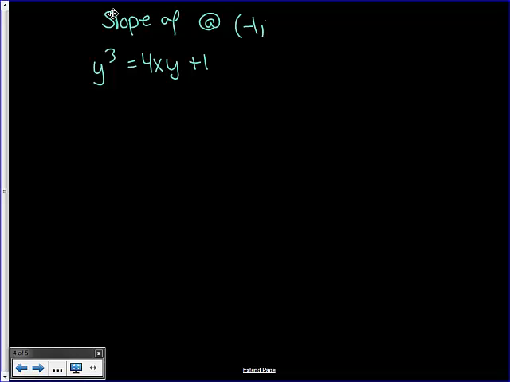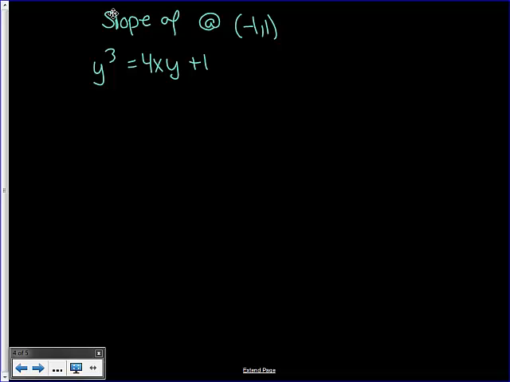Last problem. I'm going to ask you for the slope at a certain point. So I want the slope of y cubed equals 4xy plus 1 at negative 1, 1. So, first thing I'm going to do, take the derivative.